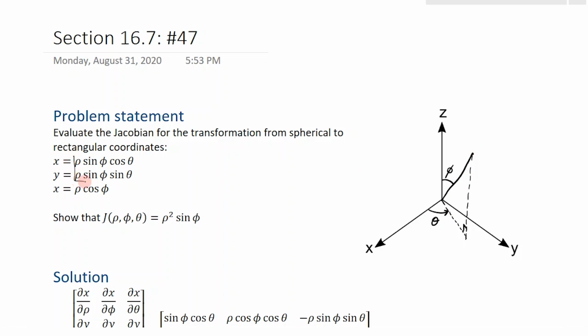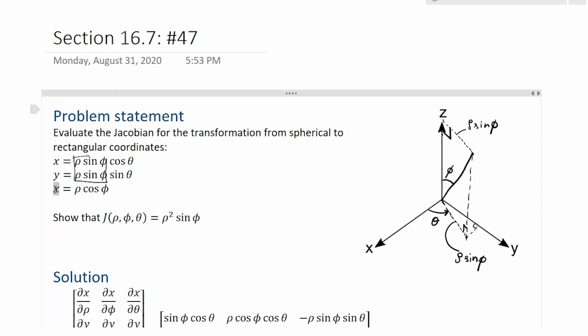Now, you have this factor here for x and y. This comes from the projection operation. This length is equal to rho times sine phi, because, not very well drawn, this length is rho sine phi. Then this projected on the x-axis is going to give us cos theta, and for the y-axis is going to give us sine theta. Now for z, we're going to get rho cos phi, because that's what you get by projecting on the z-axis. So this is rho cosine phi.